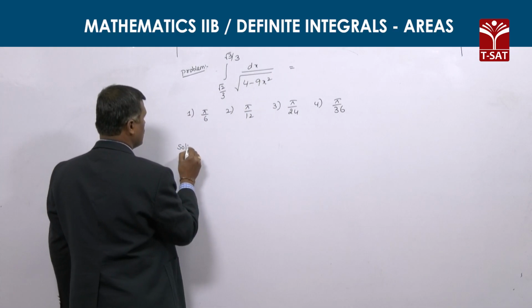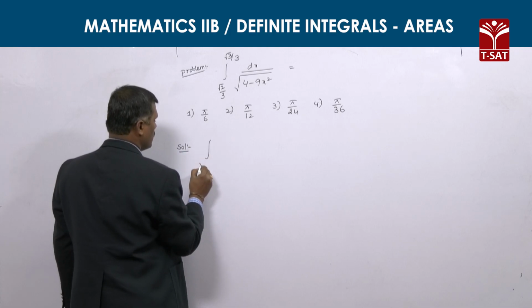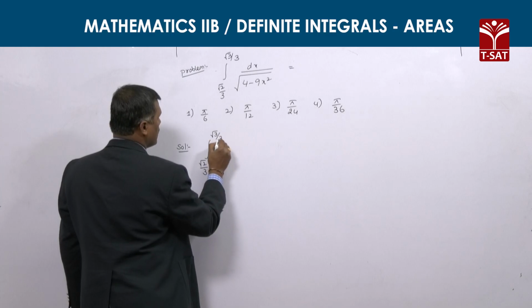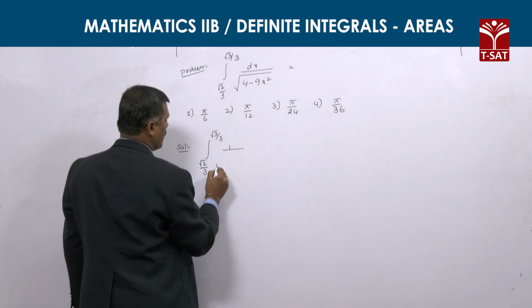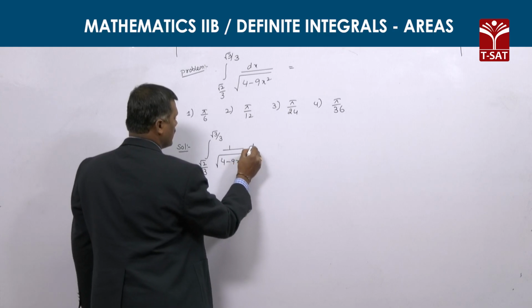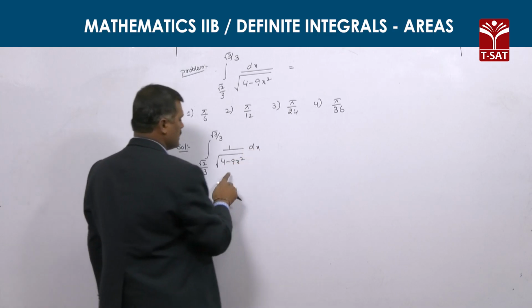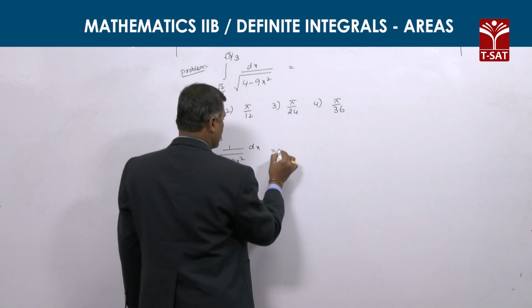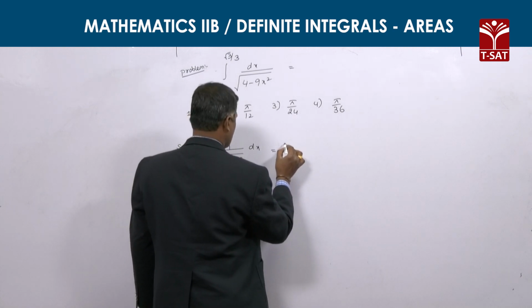Solution. Integral from root 2 by 3 to root 3 by 3 of 1 by under root 4 minus 9x square dx. Within the root function, it is an x square term. We can make it into a perfect square.